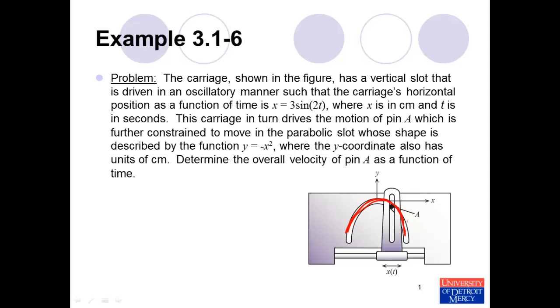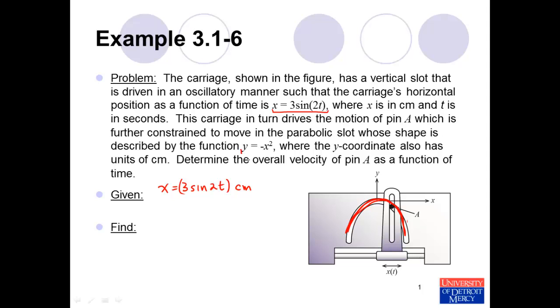And so once we feel like we understand what's happening in the problem, the next thing to do is to identify what's given and what's unknown. So looking at the problem statement, we can see that we're told that the carriage's horizontal position as a function of time is given by x equals 3 times sine 2t, with units of centimeters. And so this tells us the motion of the carriage back and forth.